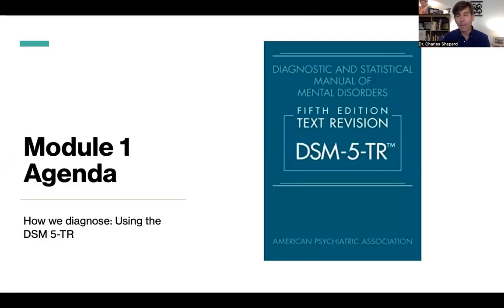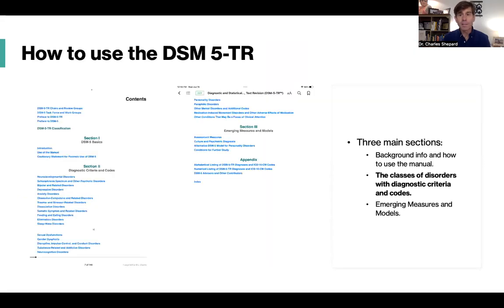So this is your Diagnostic and Statistical Manual of Mental Disorders, 5th edition, text revision. And as you can see from the contents page here, although the general text is very difficult to read with the size of this slide, there are essentially 3 main sections. There's background info and how to use the manual, the classes of disorders with diagnostic criteria and codes are part of section 2. And then section 3 includes information about emerging measures and models. This is all about assisting with gathering information and also discussing implications for research and supporting further advancements for the revision of the DSM down the road.